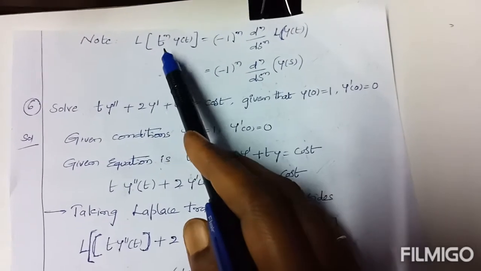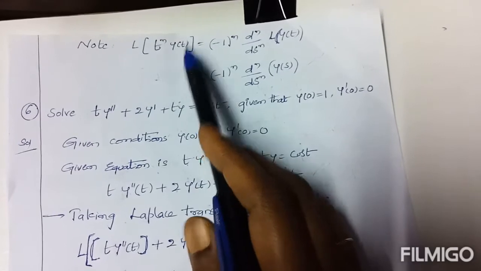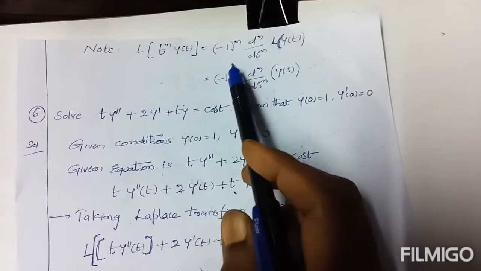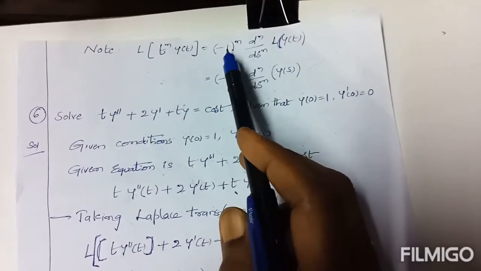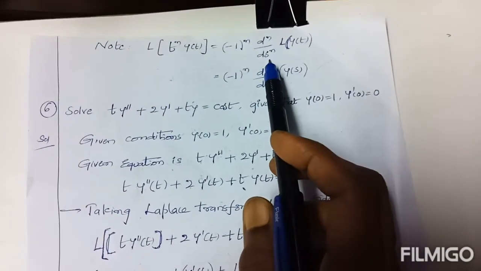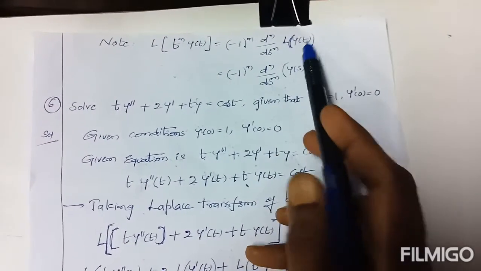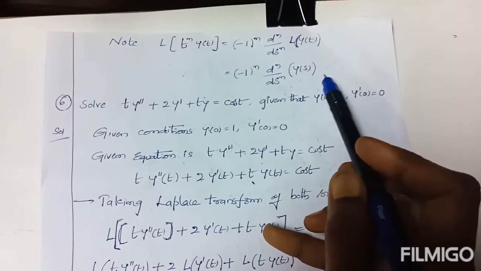Once again, L of t power n y of t equals minus 1 whole power n, d to the power of n by ds to the power of n, with L operated on y of t only. L of y of t is also written as y of s. This is the main formula.